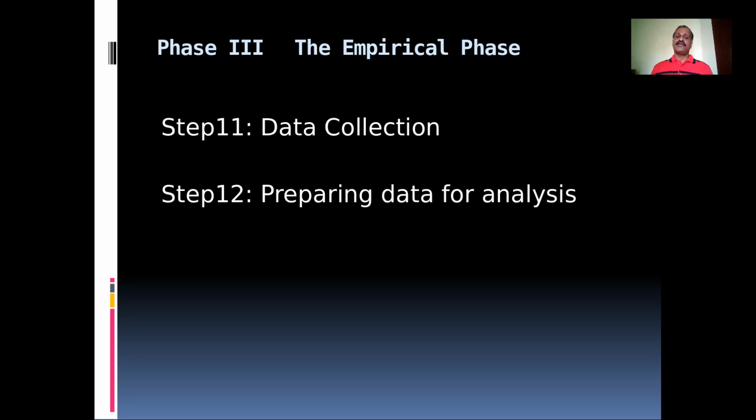Now we go to phase 3. We call it the empirical phase of the research process. So this is the actual doing, intervention phase. Till now, in the first 2 phases the concept was generated and the planning was done. According to the plan, we are going to act in the 3rd phase, which we call the empirical phase. Here we have only 2 steps, that is the 11th step, data collection, and the step 12, preparing data for analysis.